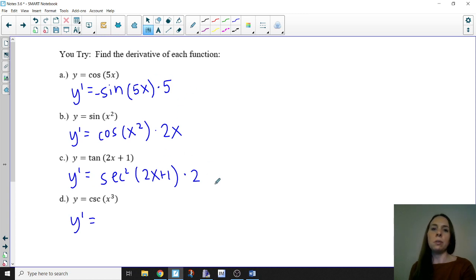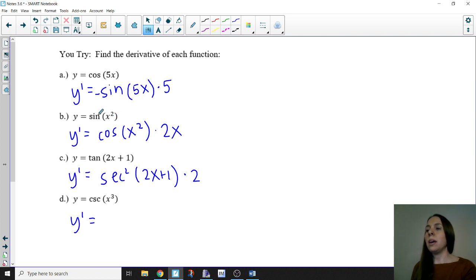And I did not rearrange any of my pieces here, just to very clearly show the chain rule. Typically this 5, we could put it in front with this negative and make this answer -5 sine of 5x. But we're just getting started with the basics of chain rule, so I am going to leave it in this form. Okay, so in A, I had the function y equals cosine of 5x. I took the derivative of cosine of 5x, which is negative sine of 5x, but then I multiplied by the derivative of 5x, which is where this times 5 is coming from.